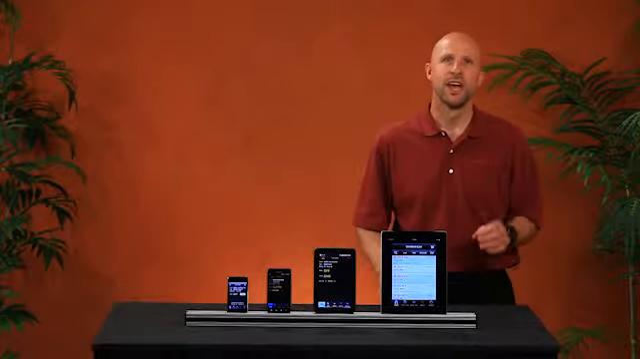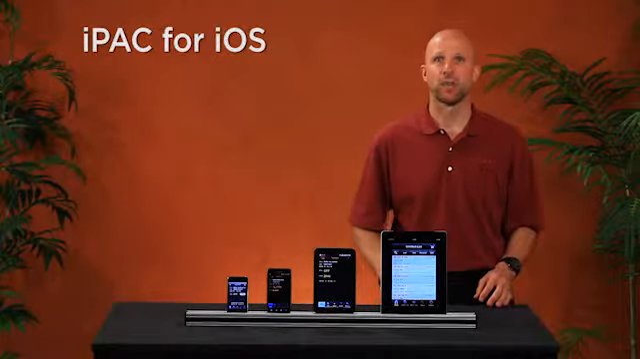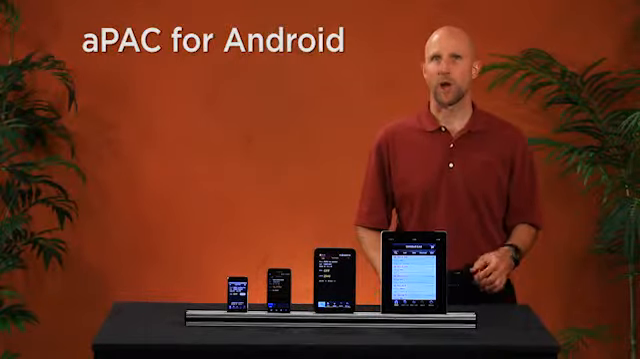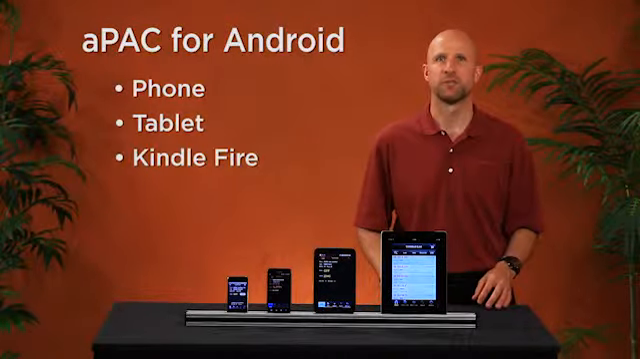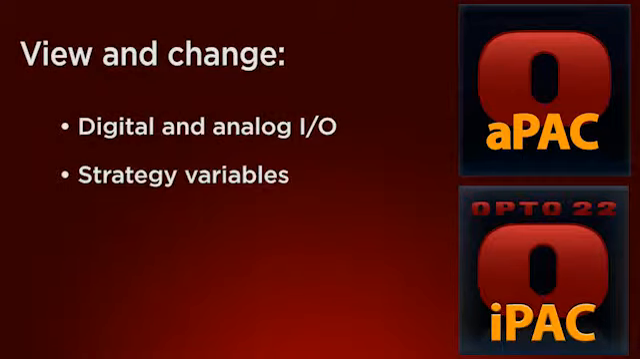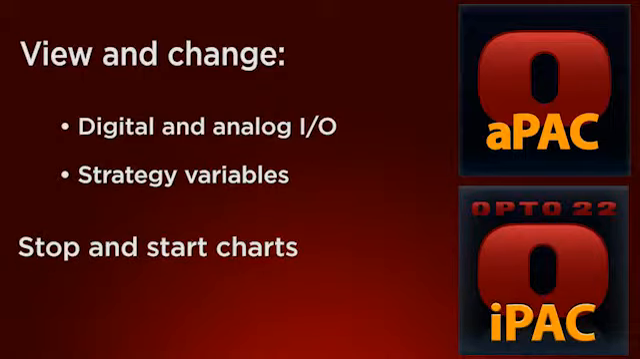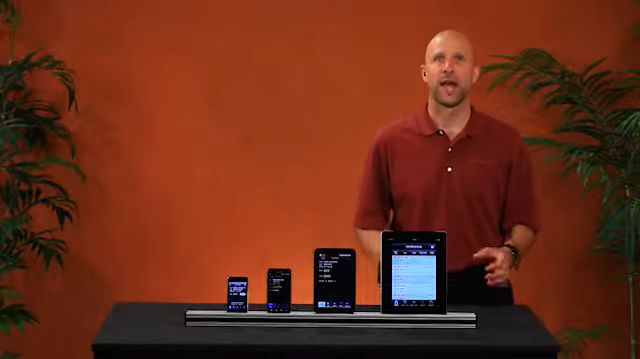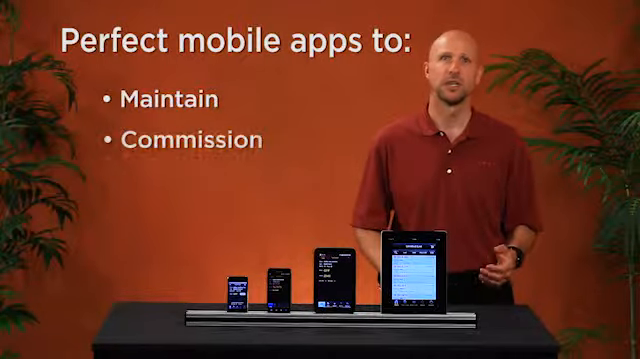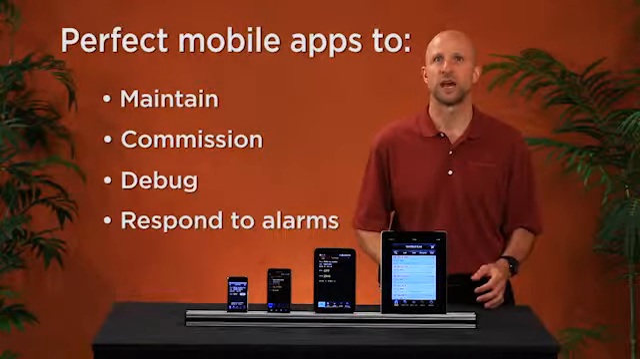Would you like to control your Opto 22 SnapPack system right from your smartphone or tablet? Now you can. Use the Opto iPack app with an iPhone, iPad or iPod Touch. Use the Opto APack app with your Android devices. Authorised users can view and change digital and analog I/O, strategy variables and even stop and start charts. APack and iPack are the perfect mobile applications to maintain, commission, debug, and respond to alarms.